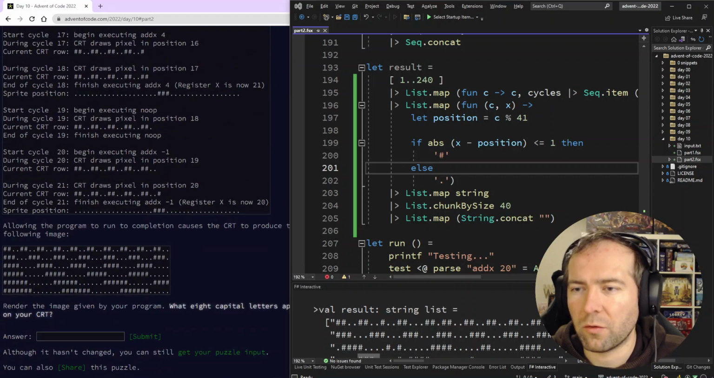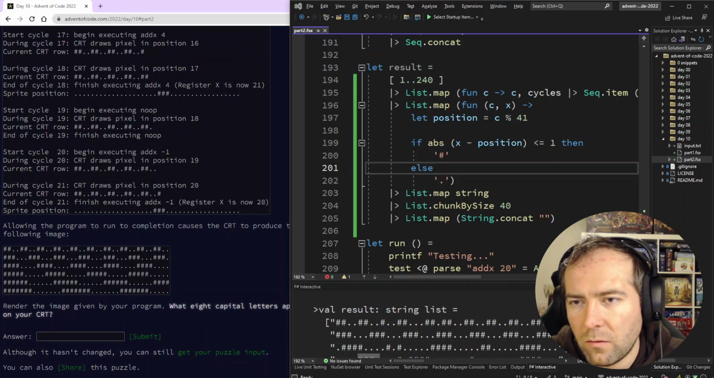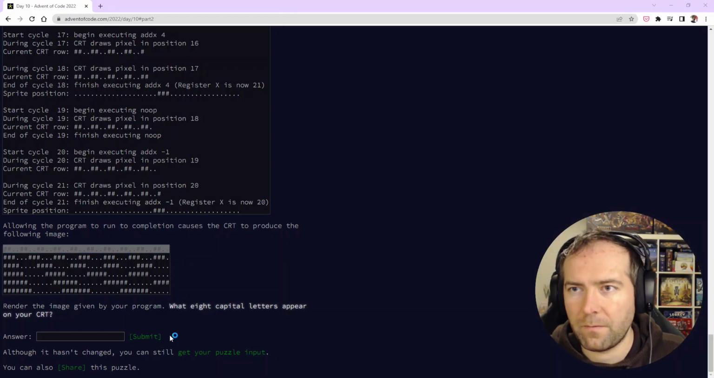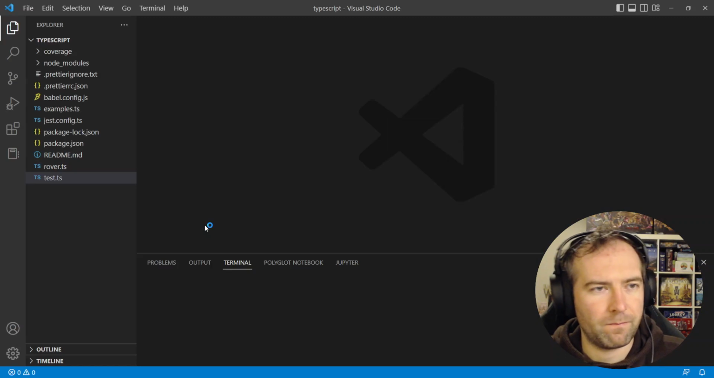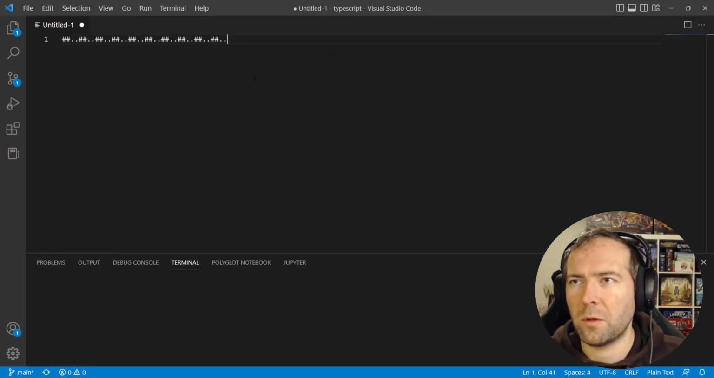Is the first row correct? That would be nice to know, right? 2, 2, 2. Let's pull them up in a text file. There we go.